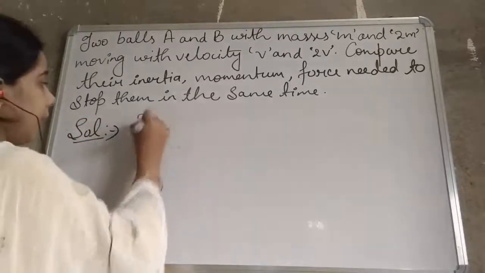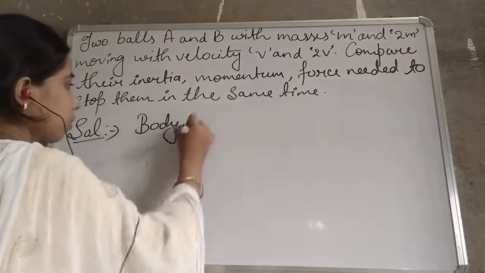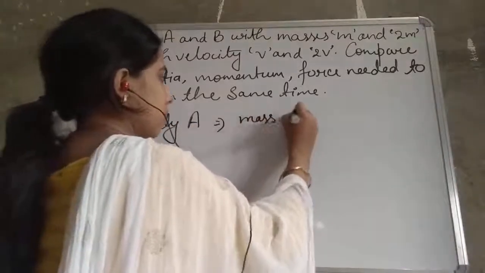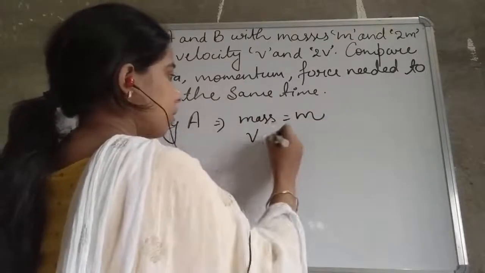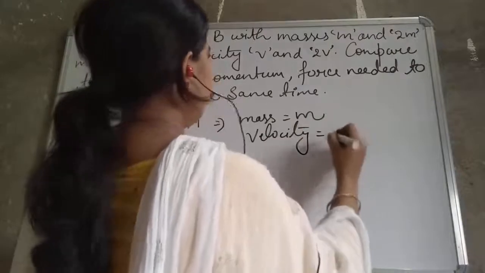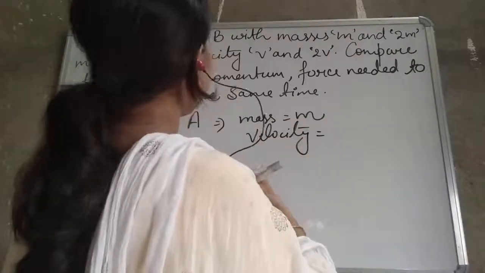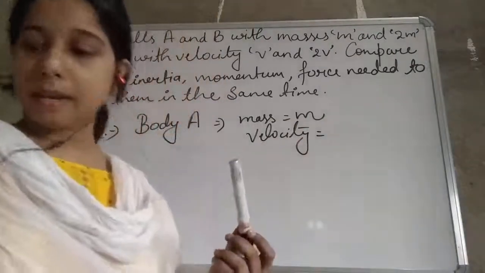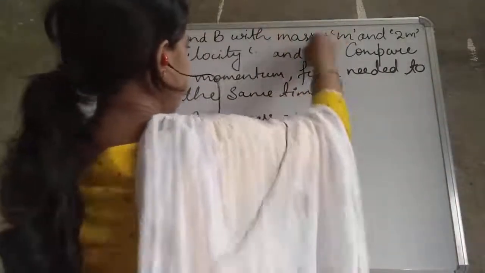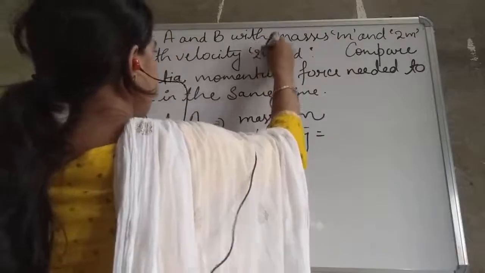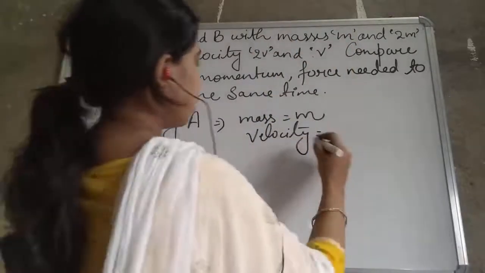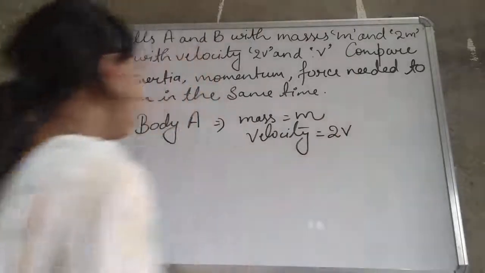So body A, it is having mass m, velocity is 2v. So the velocity is 2v.